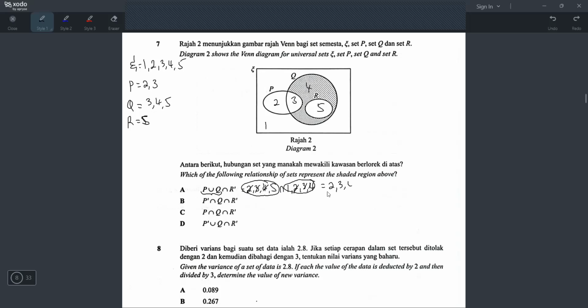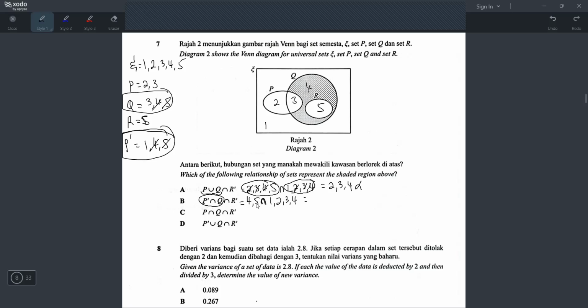Now let's try B. B says P complement intersect Q. Let's write down P complement first. P complement means everything except P. So except 2, 3, it's 1, 4, 5. Then I have to intersect with Q, so I will circle Q and find the intersection. The intersection will be 4 and 5. Intersection means you choose the ones that are in both, the ones that repeat. But 4 and 5 is not the final answer; it's just the answer for P complement intersect Q. I still have to intersect with R complement, which means everything except 5, so 1, 2, 3, 4. Now we will do intersection one more time.